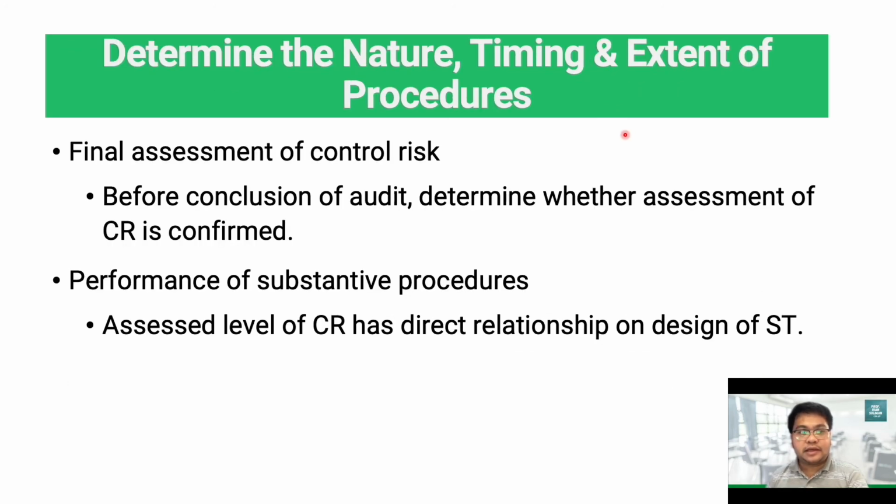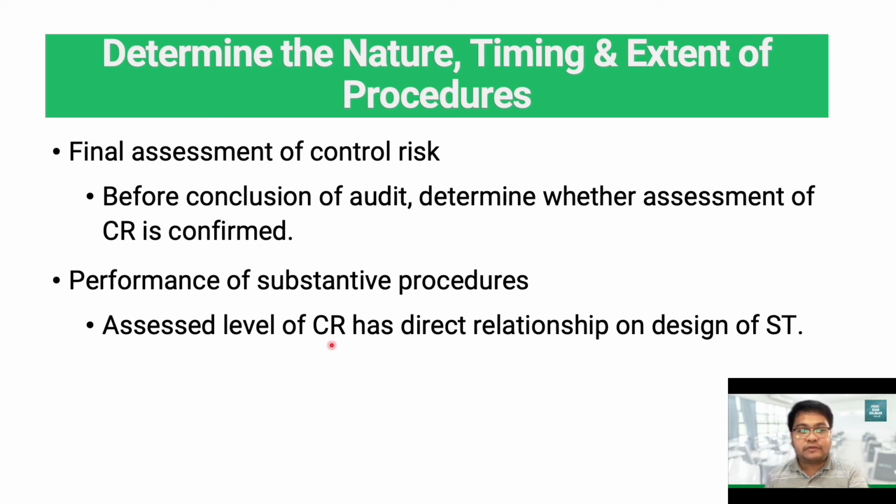And finally, the last part is determining the nature, time, and extent of our procedures. So we make a final assessment of the control risk. Before the conclusion of the audit, we determine whether the assessment of control risk is confirmed, for example, by performing the test of control. And then we perform the substantive procedures based on our assessment of control risk.